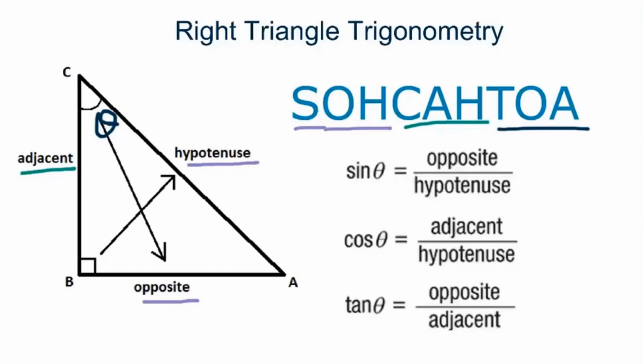So we can write this down. Sine equals opposite over hypotenuse. That's how you get the SOH. Cosine equals adjacent side over hypotenuse. That's how you get the CAH. Tangent equals opposite over adjacent side. That's how you get the TOA. So we call this SOHCAHTOA.